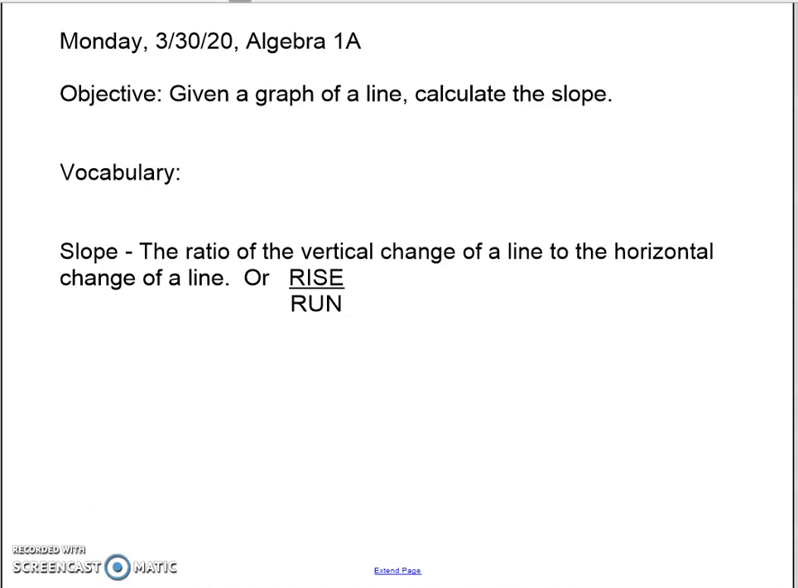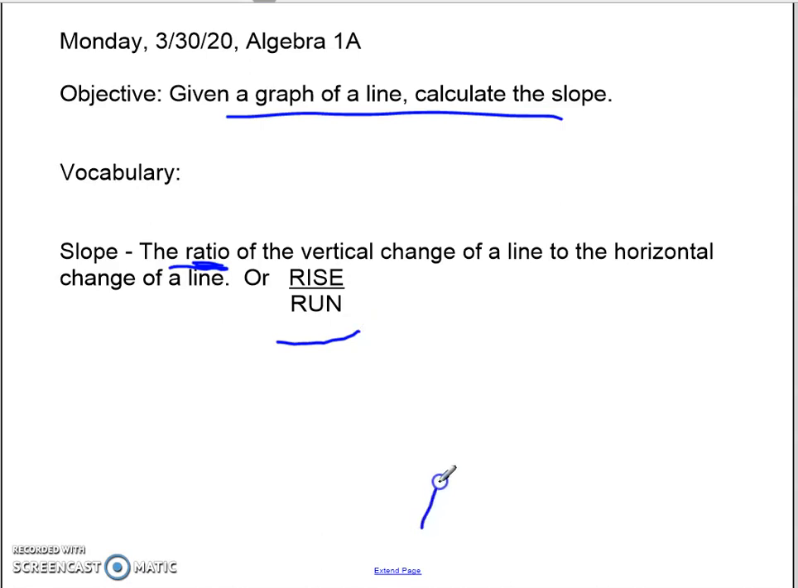Good morning. Today you're going to calculate the slope if you're given the graph of a line. So open to your vocab list, pause the video, and copy the following vocab word. The ratio, so slope is the ratio of the vertical change of a line to the horizontal change of a line, or the rise over the run. So it's a measure of the steepness of a line.